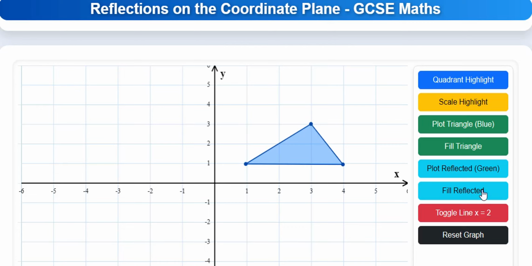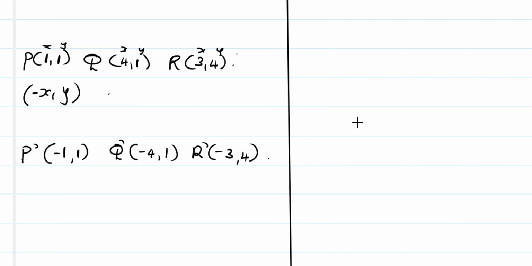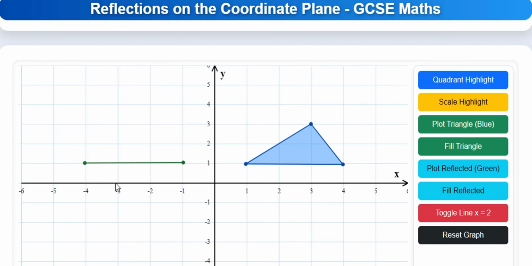Let me put it there. Then the second one becomes -4, 1. -4, then we have 1. And then the third one becomes -3, 4. -3, then 4.